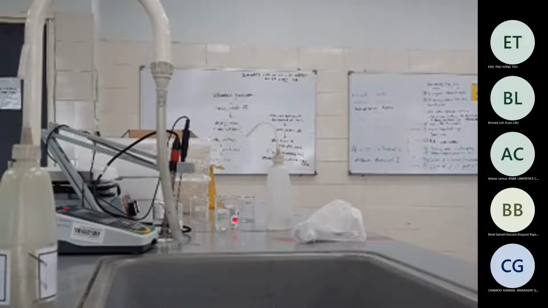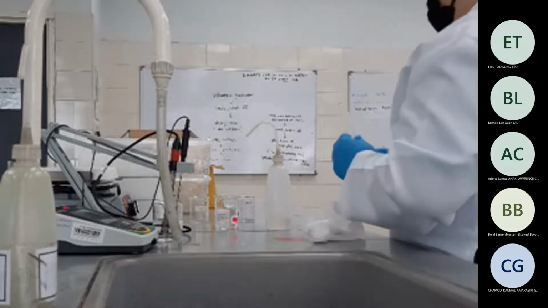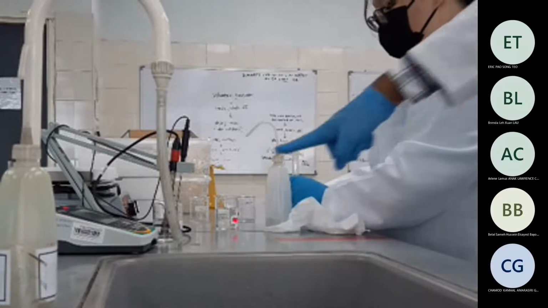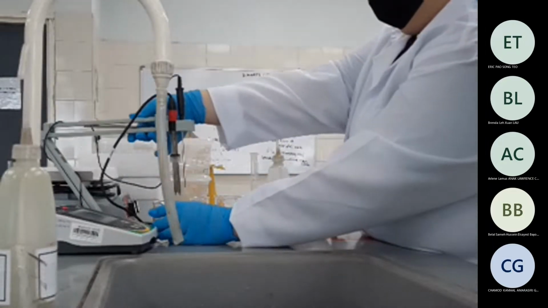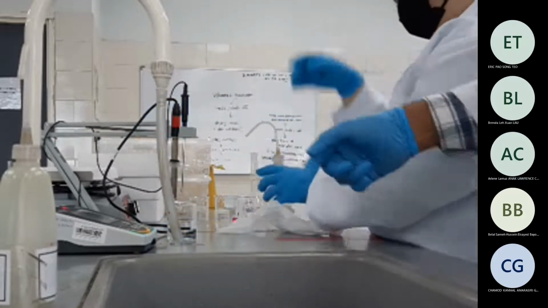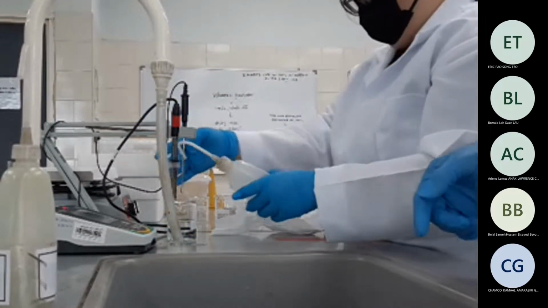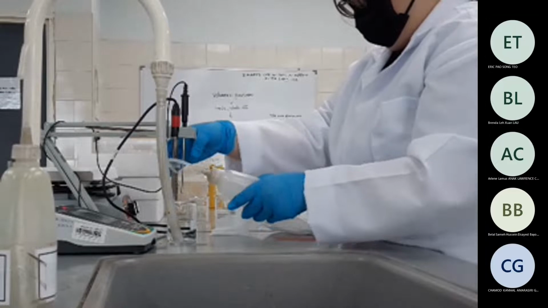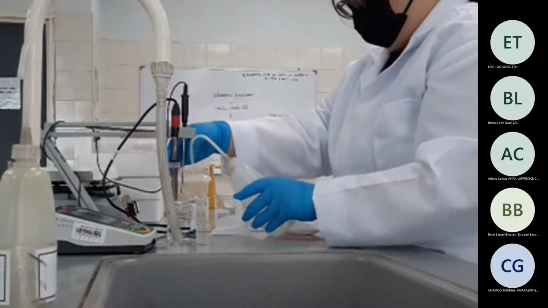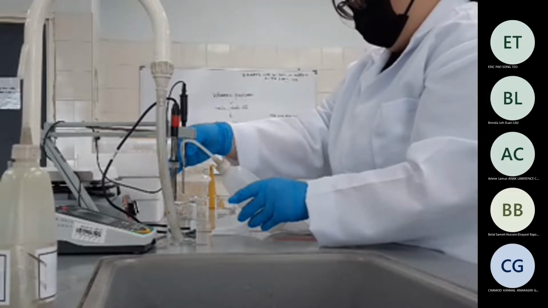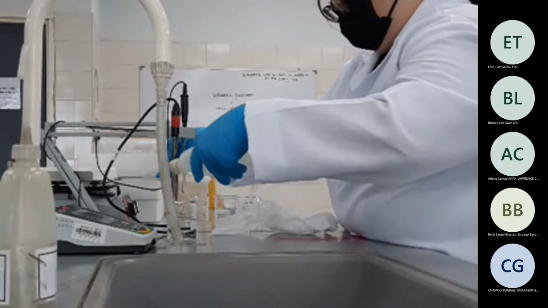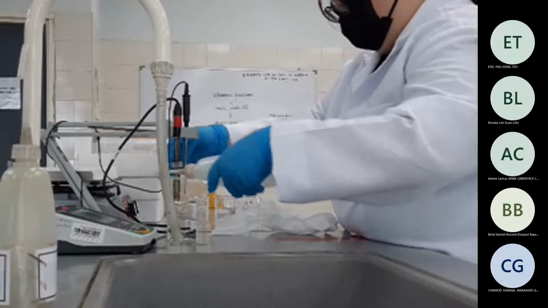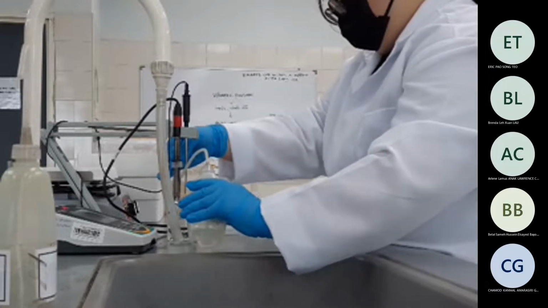Done? Okay, so you can just discard everything and then rinse it. First thing, you have to make sure that this pH meter is in the condition that it is supposed to be. Rinse it first. And then put it into that solution, the small bottle.